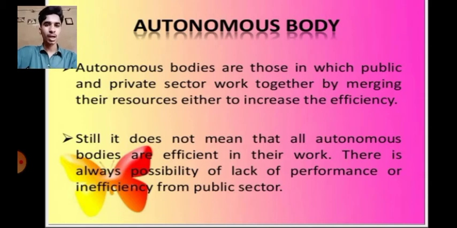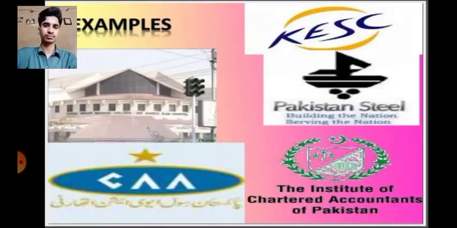Autonomous bodies are those in which public and private sector work together by merging their resources to increase efficiency. Still, it does not mean that all autonomous bodies are efficient in their work. There is always the possibility of lack of performance or inefficiency from the public sector. Examples: Pakistan Steel, the Institute of Chartered Accountants of Pakistan, etc.